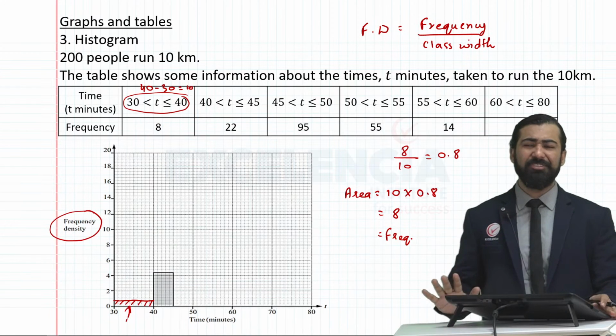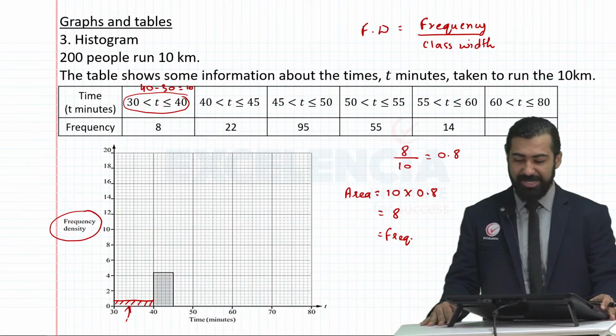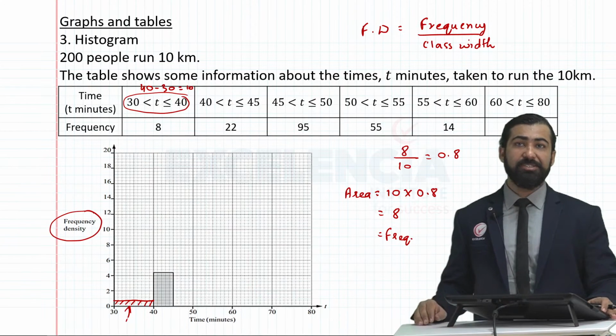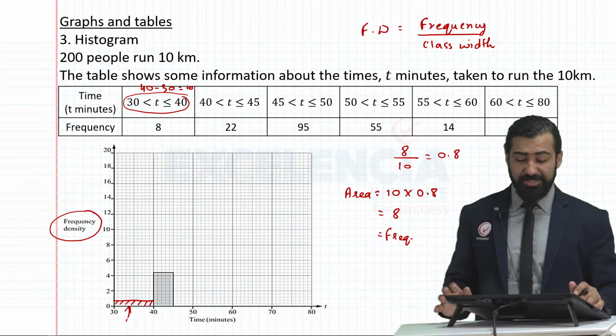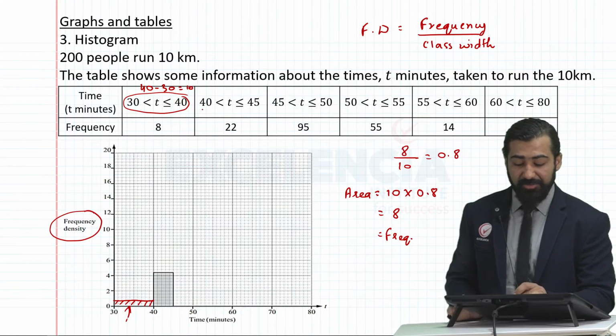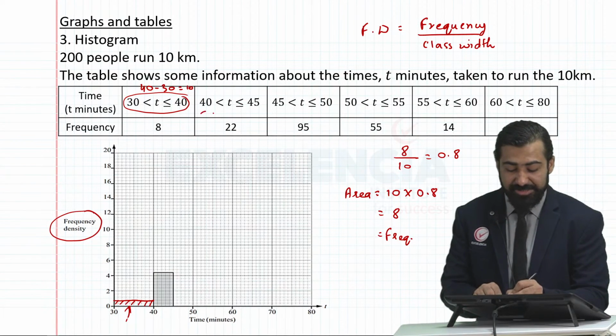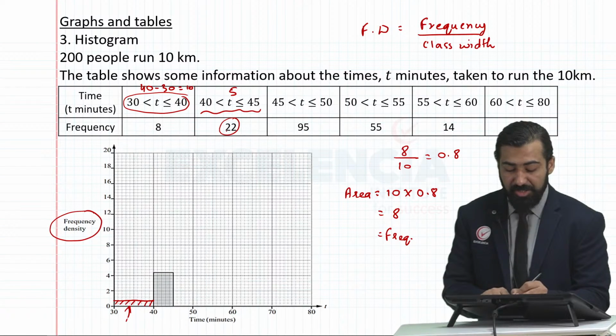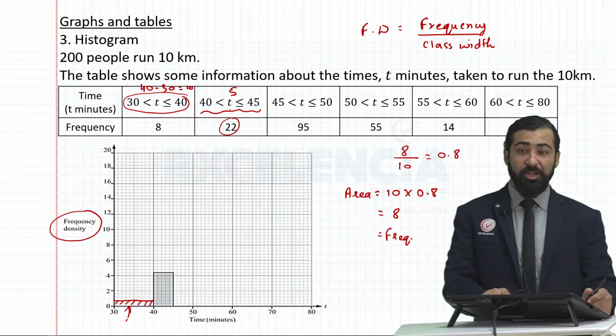Sometimes, but generally I've never seen such trickier questions asked in SET. In higher math, they do, but in SET, they don't ask such tricky questions. It's very simple and straightforward. Similarly, 40 to 45, our class width is 5. Frequency is 22, so 22 divided by 5 will give you 4.4.